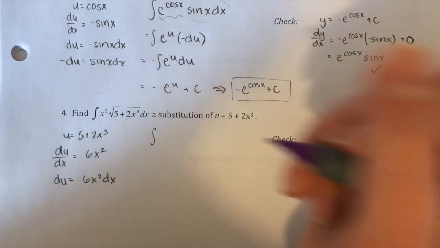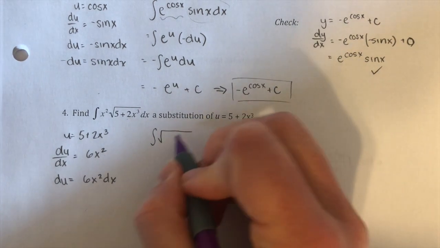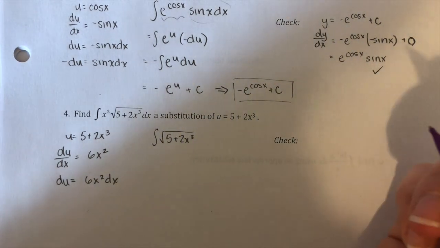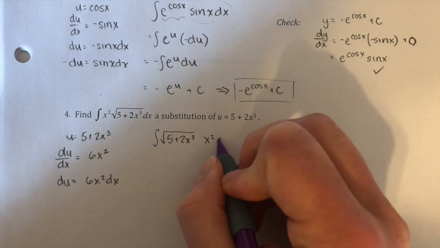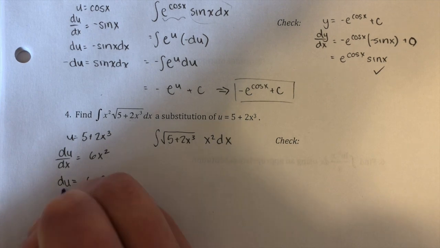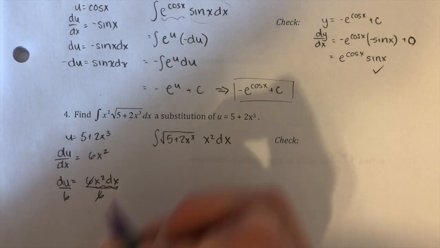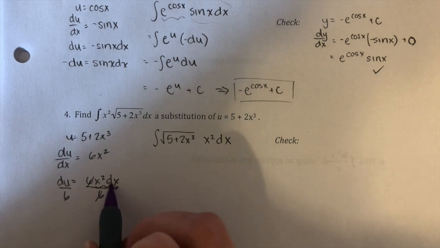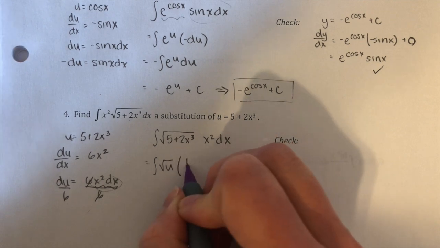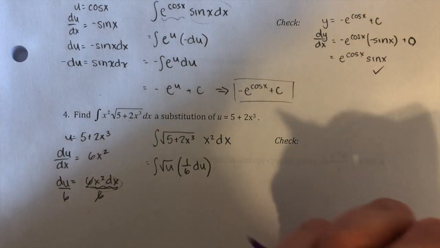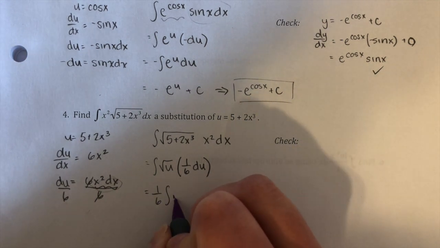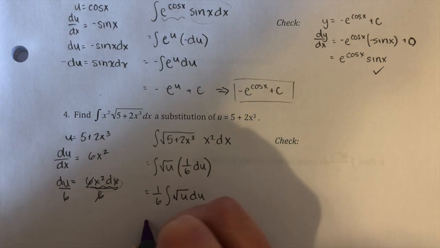Okay, so our integral, I'm going to rearrange the order here. We're going to have the root of 5 plus 2x cubed. So that whole thing under that root can be replaced with u. And then we've got x squared dx. So notice how only this is there. So we need to divide both sides by 6. So now we can sub in du divided by 6 for this whole thing. So then this is going to be root u times 1/6 du. So that 1/6 can come out in front, and then we've just got the integral of root u du.